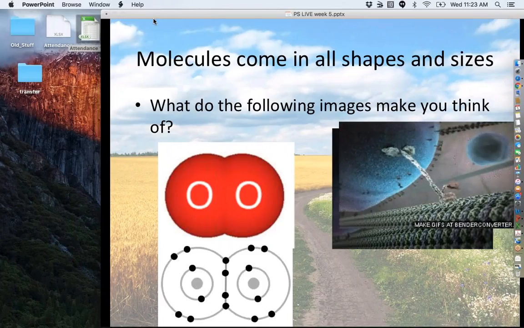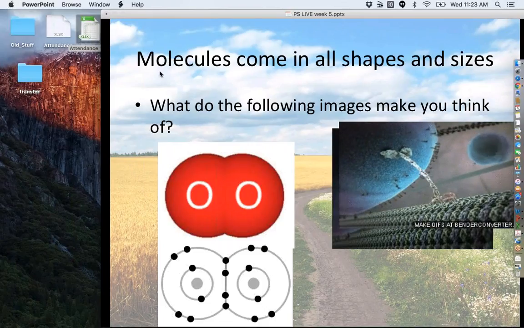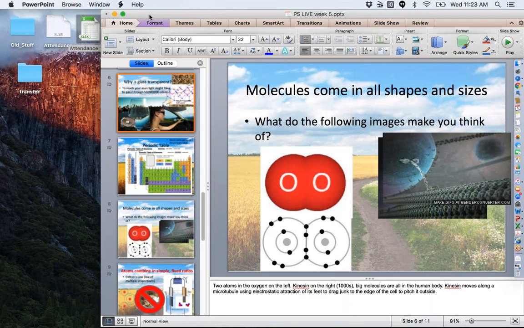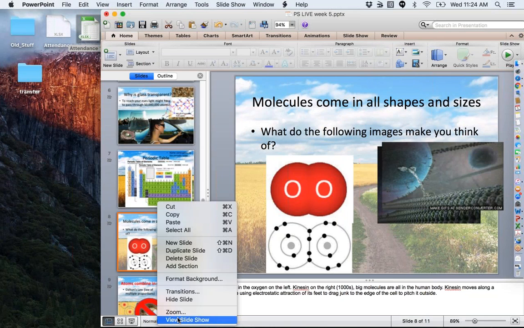In fact, let me look at my notes here. I can't remember exactly what it's made of. Let me see if I can figure that out. Oh, there it is. Kinesin on the right. Thousands of molecules. Oh yeah, it uses electrostatic attraction of its feet to drag junk to the edge of the cell and pitch it outside, as you can see there. So kinesin is the name of that particular molecule.